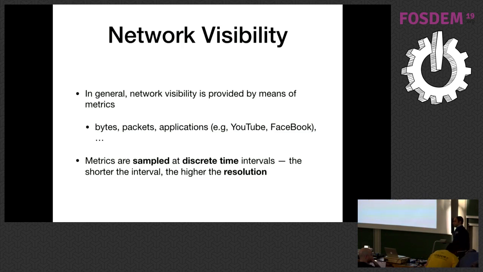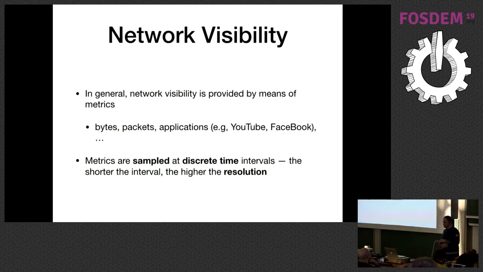So, let's start with network visibility. In general, network visibility is provided by means of metrics. These metrics can be simple metrics, such as the bytes and packets transmitted or received by a given host or by a network. There can be also other metrics that include layer 7 application protocols. For example, the amount of YouTube traffic done by this host or by this network. But there can also be more complex metrics, such as moving averages, exponentially weighted averages, these kind of metrics.